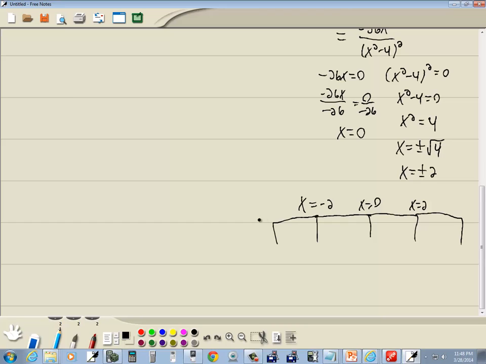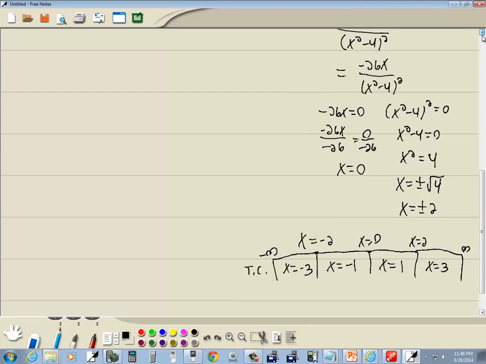And then over here, clear over here is negative infinity. Clear over here is positive infinity. I want to choose test cases, something between negative infinity and negative 2, like negative 3. I want to choose something between negative 2 and 0, like negative 1. Something between 0 and 2, like 1, and something greater than 2, like 3. Now we want to plug those into our derivative, which is right here.